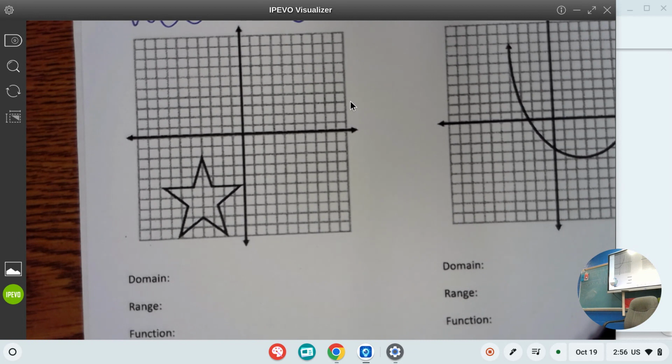Would the M count as a function? Honestly, like I said, that part's weird, you know what I'm saying? Imagine looking at a very thin line. If it was a very thin line, it would probably be yes. If it's a big line, it's probably a no.